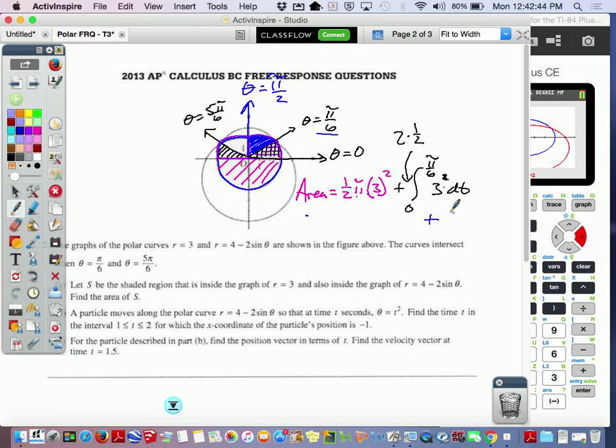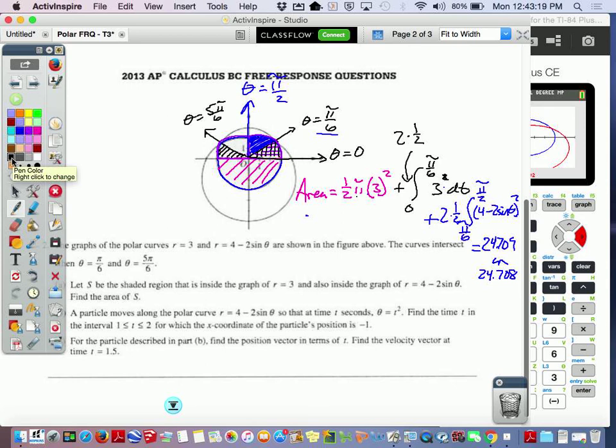So for this part, I'd do the 2 times 1/2 times the integral from pi over 6 to pi over 2 of (4 minus 2 sine theta) squared d theta. And adding up all 3 of these components, we would get 24.709 or 24.708.